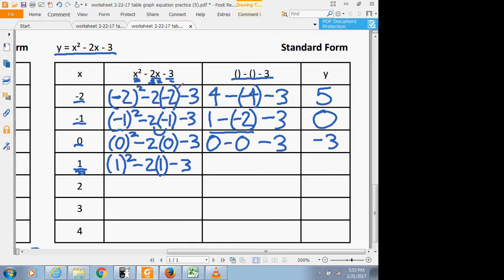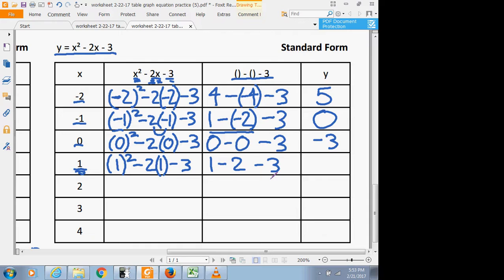Okay. 1 squared. I'm not going to get the calculator again. That's 1 times 1. 1 times 1 is 1. Minus 2 times 1. 2 times 1 is 2. So now I'm subtracting 2. I'm not subtracting a negative anymore. Makes it a little easier. And then minus 3.